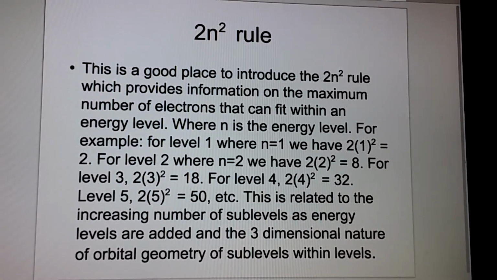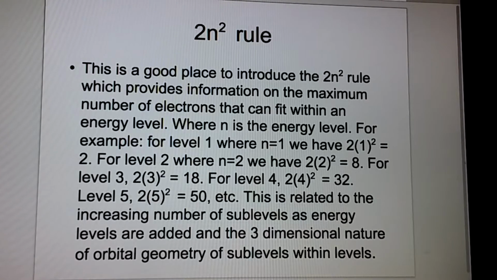The 2n squared rule. It's a good place to introduce the 2n squared rule, which provides information on the maximum number of electrons that can fit within an energy level, where n is the energy level. For example, for level 1, where n equals 1, we have 2 times 1 squared, which equals 2. For level 2, where n equals 2, we have 2 times 2 squared, which equals 8. For level 3, 2 times 3 squared equals 18, etc.